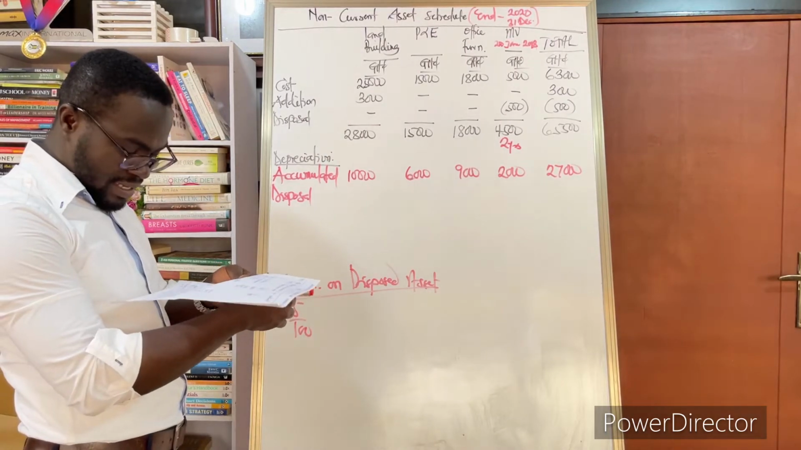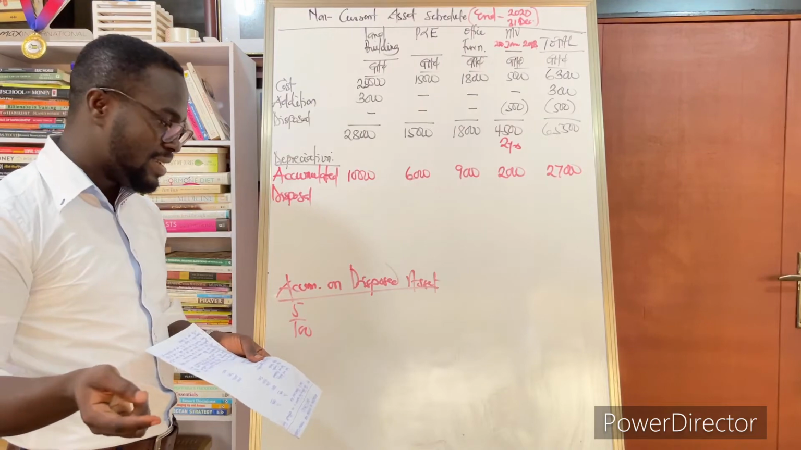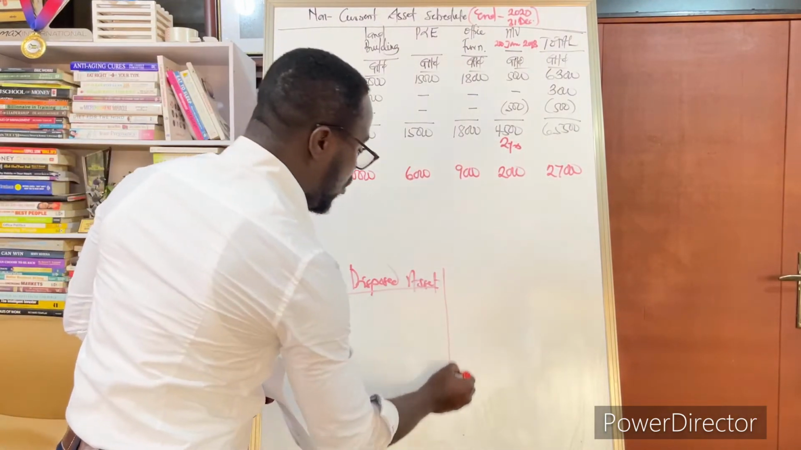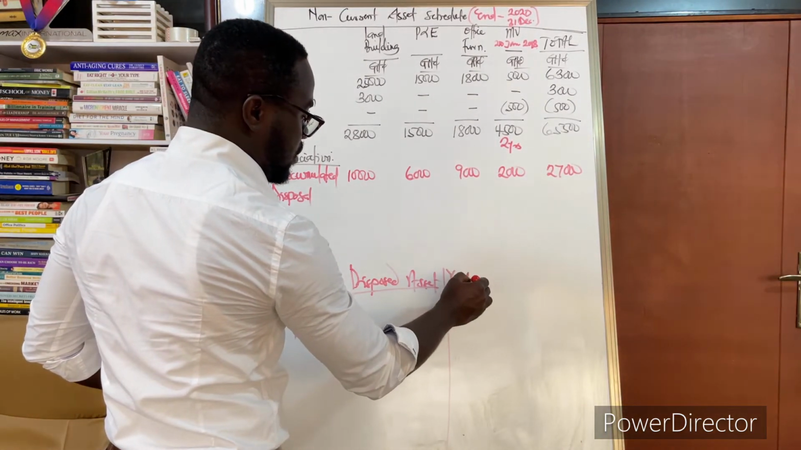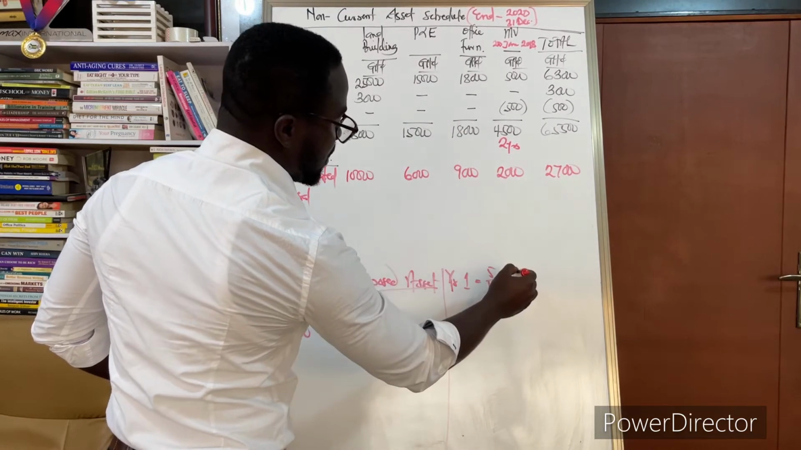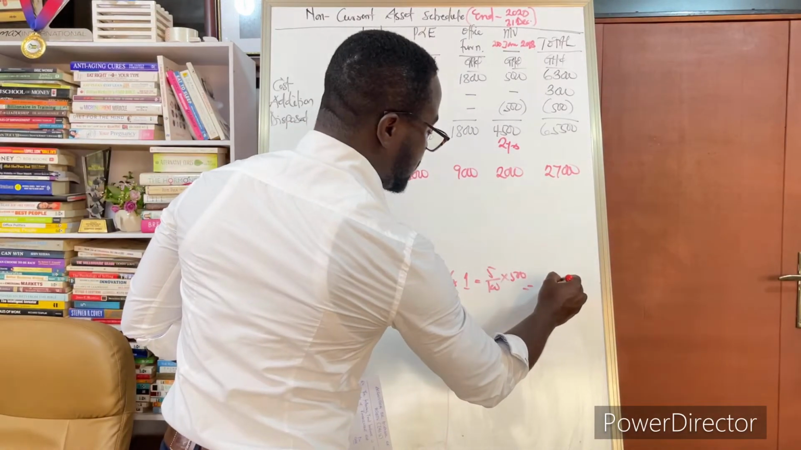And what is the method? Is it reducing balance? So reducing balance method, we can't use a straight formula. We have to go and compute year 1 depreciation. So year 1 should be 5/100 times its cost. The cost was given to us, 500. So 5% will be 25.